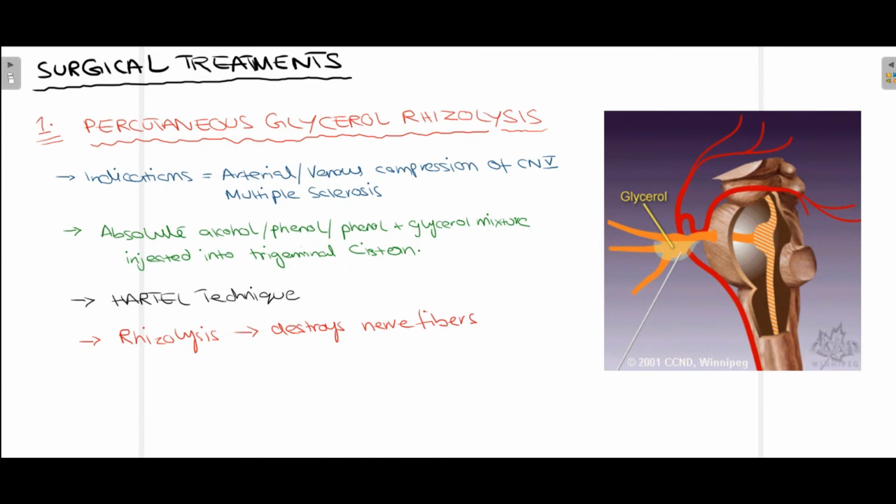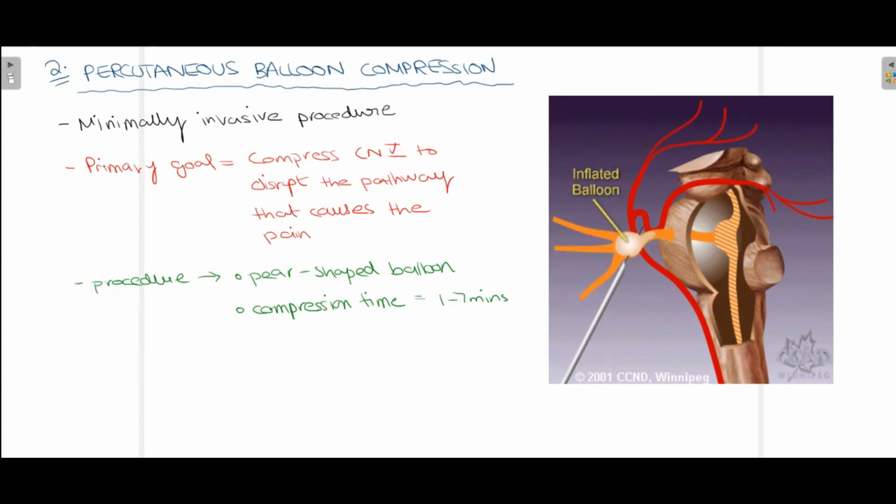Moving on towards the second commonly given treatment option for patients suffering from trigeminal neuralgia, which is percutaneous balloon compression. This is a minimally invasive procedure, and the primary goal of performing it is to compress the trigeminal nerve so that the pathway of the pain fibers is disrupted. When this pathway is disrupted, the sensation cannot go further, and this helps to relieve the pain sensation of the patient.